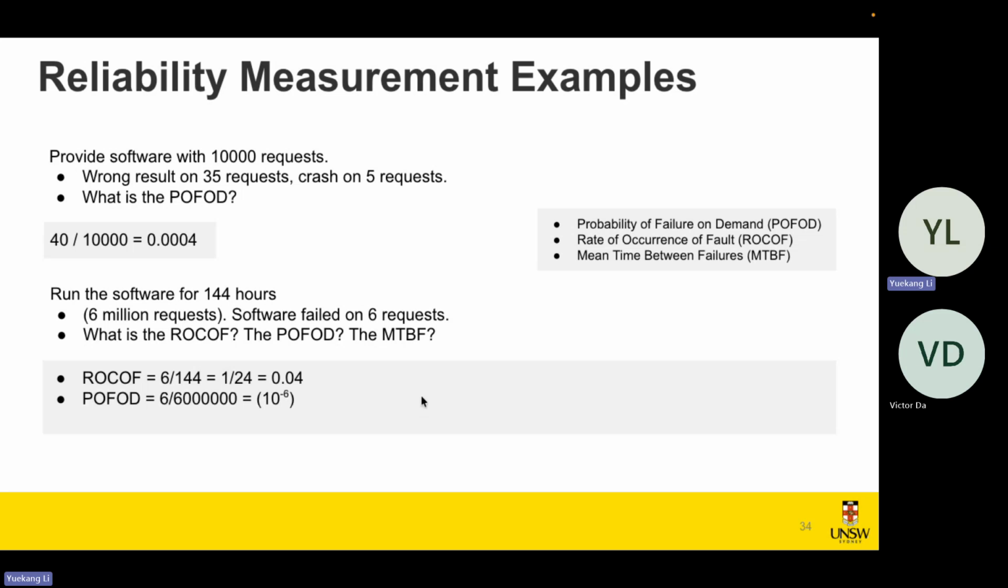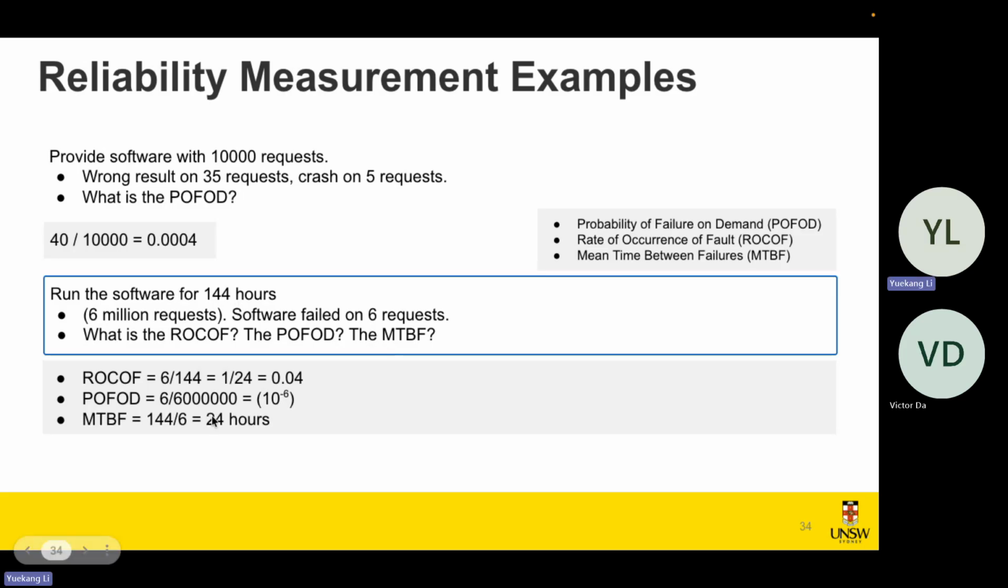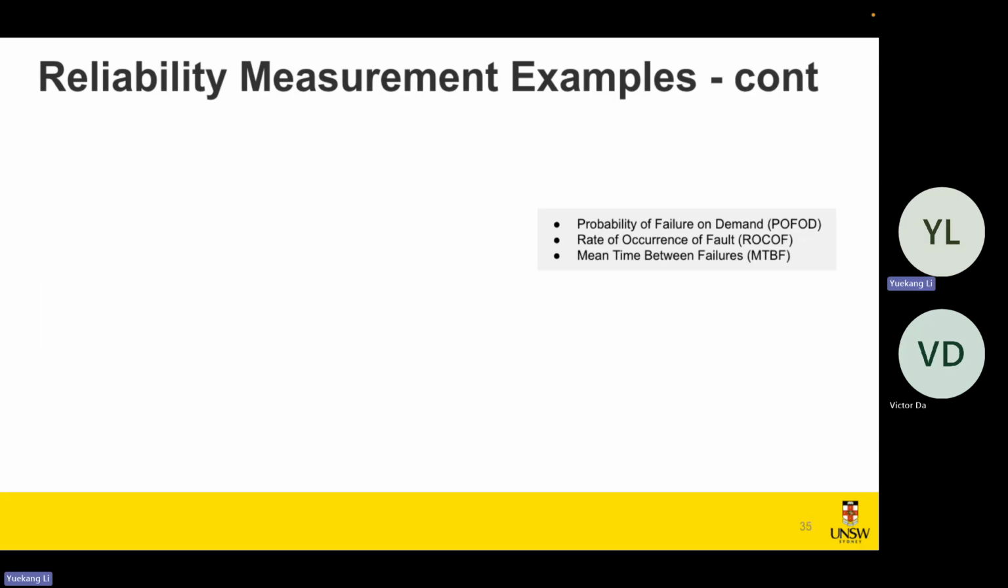So what about mean time between failure? It's like 144 divided by 6, right? So it's roughly 24 hours between failures. Let's continue.